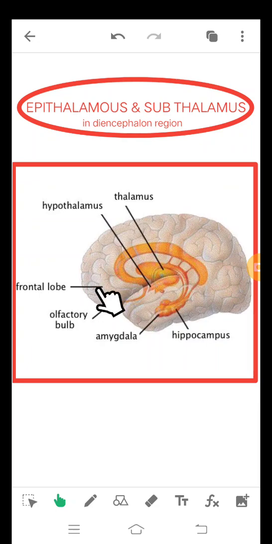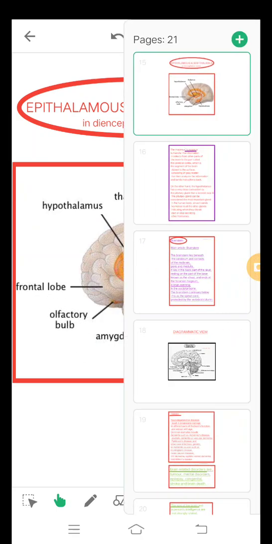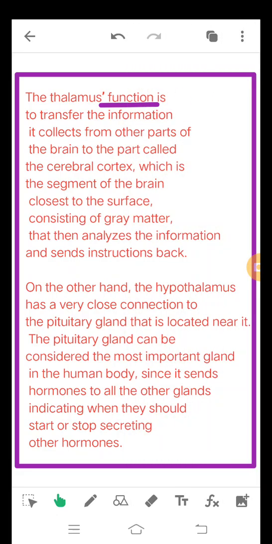This is the frontal lobe, olfactory lobe, amygdala, and hippocampus. This is the portion of the hippocampus. This is the amygdala. This is the olfactory bulb, and this is the frontal lobe. Then the thalamus function is to transfer.